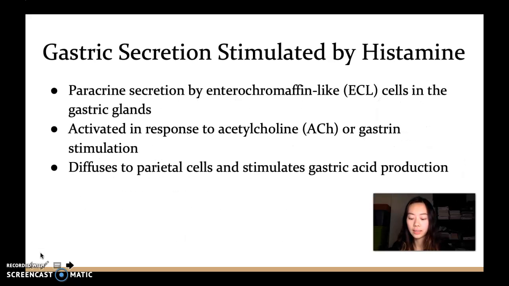The third hormone that aids with the secretion of gastric acid is histamine. Histamine is secreted by ECL cells, their full name being enterochromaffin-like cells, and this occurs in the gastric glands. Histamine is a paracrine secretion and is activated by either acetylcholine or gastrin stimulation. Histamine will diffuse to parietal cells and thus stimulate gastric acid production. So although histamine is the third hormone that stimulates gastric acid secretion, it must be secondarily secreted by either acetylcholine or gastrin.